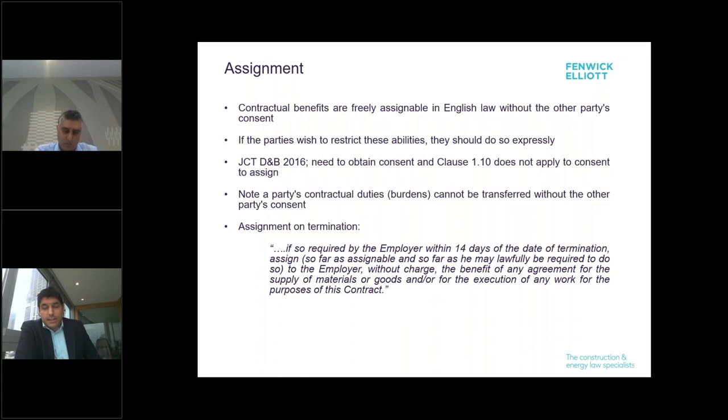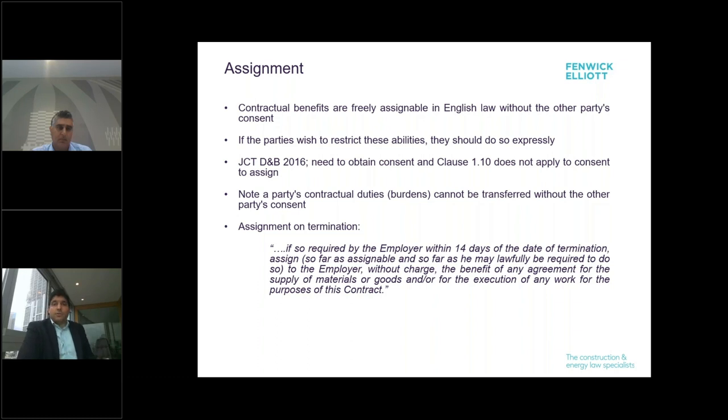Again, I believe the JCT DMB at clause 7 looks to say assignment must go ahead with the party's consent. And interestingly enough, that consent is not qualified by clause 1.10, so you don't have to be reasonable in giving or withholding such consent. Just a point always to note on assignment, you're assigning only the benefit, you can't assign the burden, so that's the obligation. So if I'm a contractor, the benefit of the contract to me is pretty much going to be getting paid. And as an employer, the benefit's going to be getting the works done, or the right to bring defects claims or the likes.